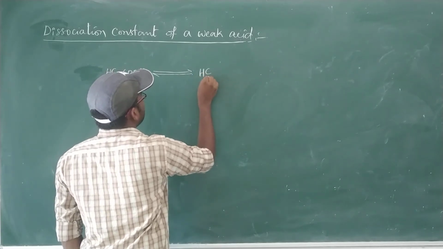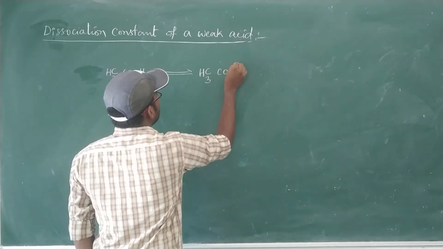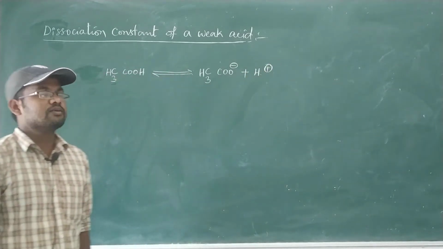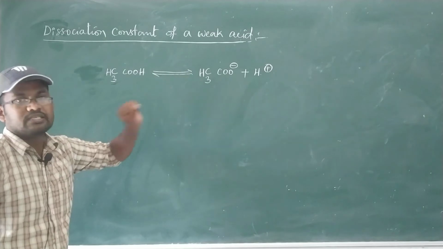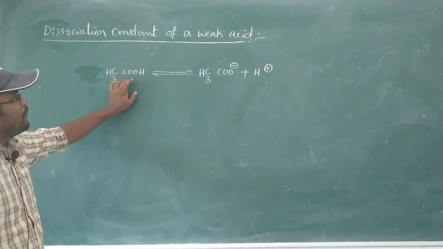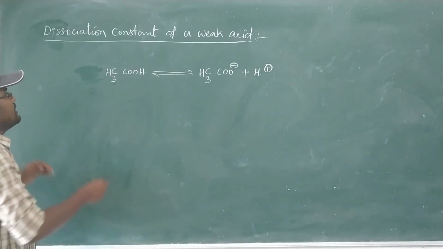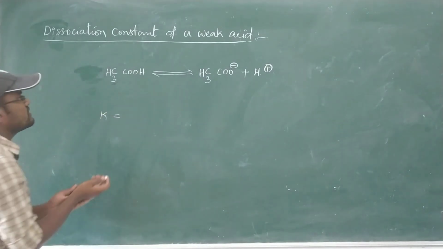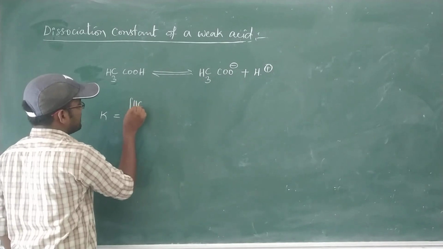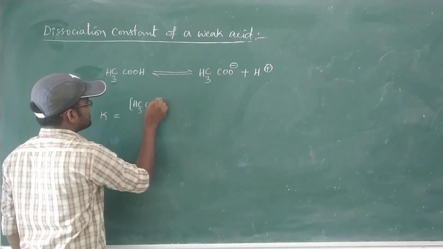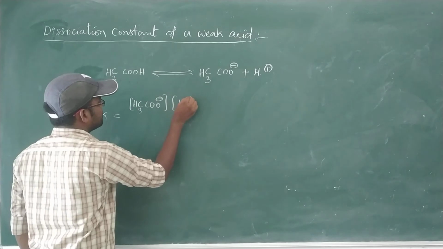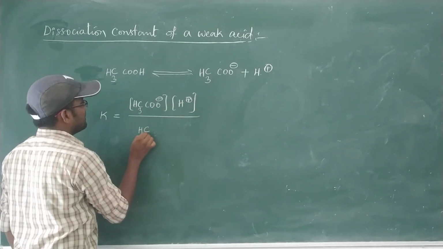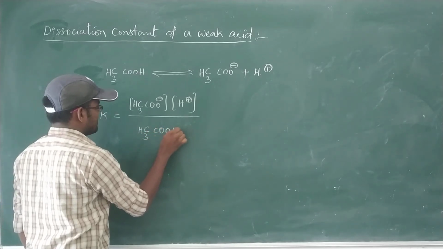The result is CH3COO minus plus H plus. Reactant and products, simply compound and ions. The dissociation constant K can be represented as the ions' concentration, H plus times CH3COO minus ions concentration, divided by the acid concentration, that is CH3COOH.